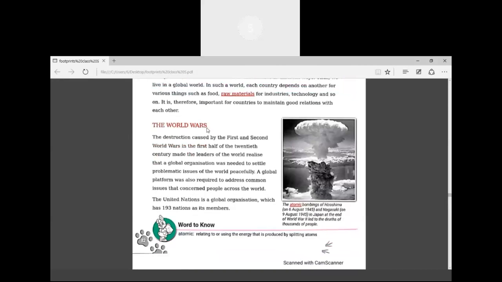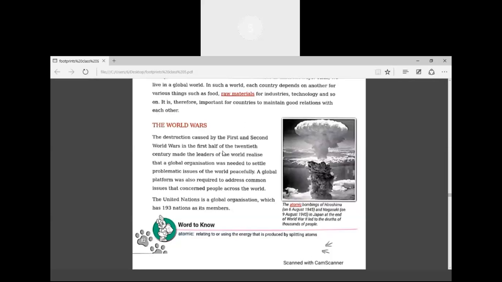What is raw material? Raw material is a raw thing, कच्चा माल, जिसके ऊपर processing की जानी चाहिए. Like iron we obtain from the earth's surface is in a raw form. Then we have to process it in factories. It is melted and given the form we require. It is therefore important for countries to maintain good relations with each other.